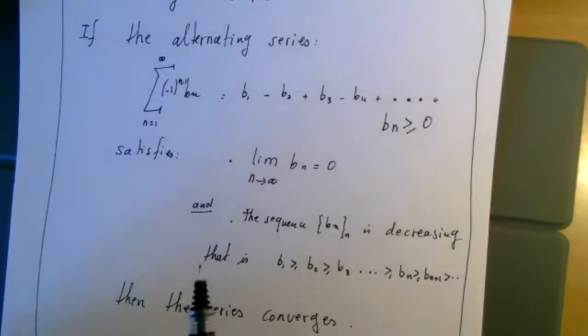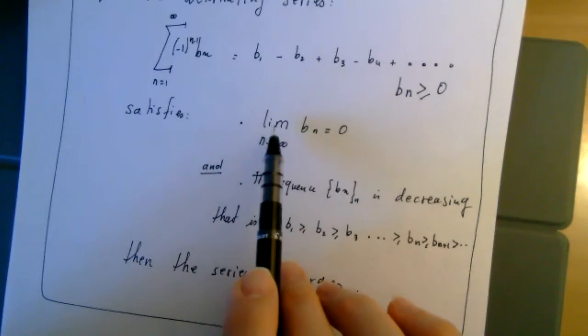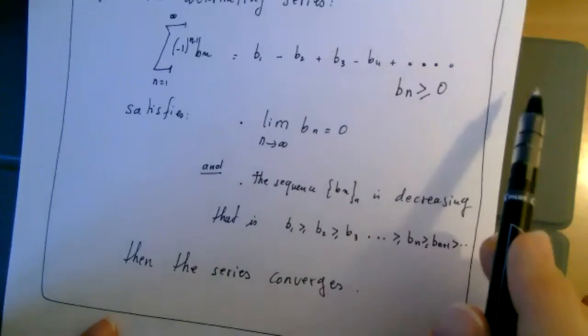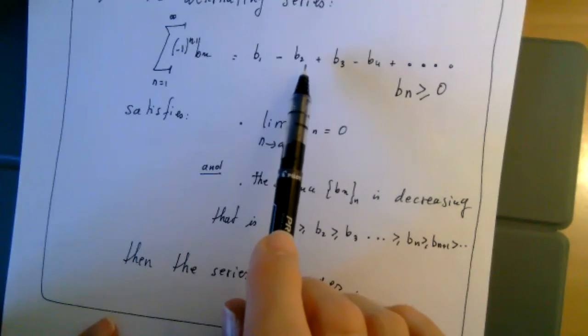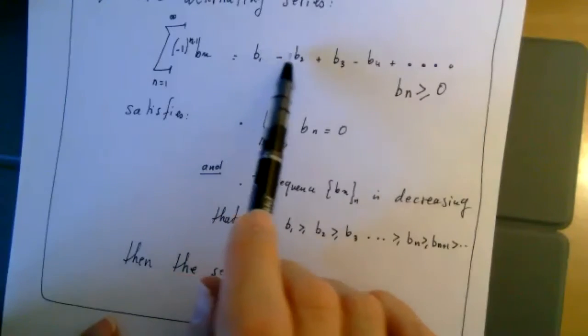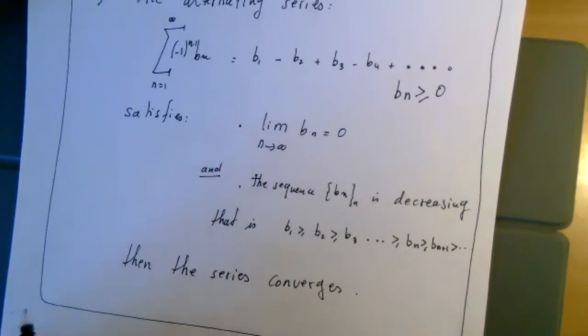So if it satisfies two conditions. Condition number 1, the limit of the bn is equal to 0. And the sequence bn is decreasing. What does it mean, decreasing? It means b1 larger than b2, b2 larger than b3, b3 larger than b4, and so on. Then automatically we can say that the series converges.